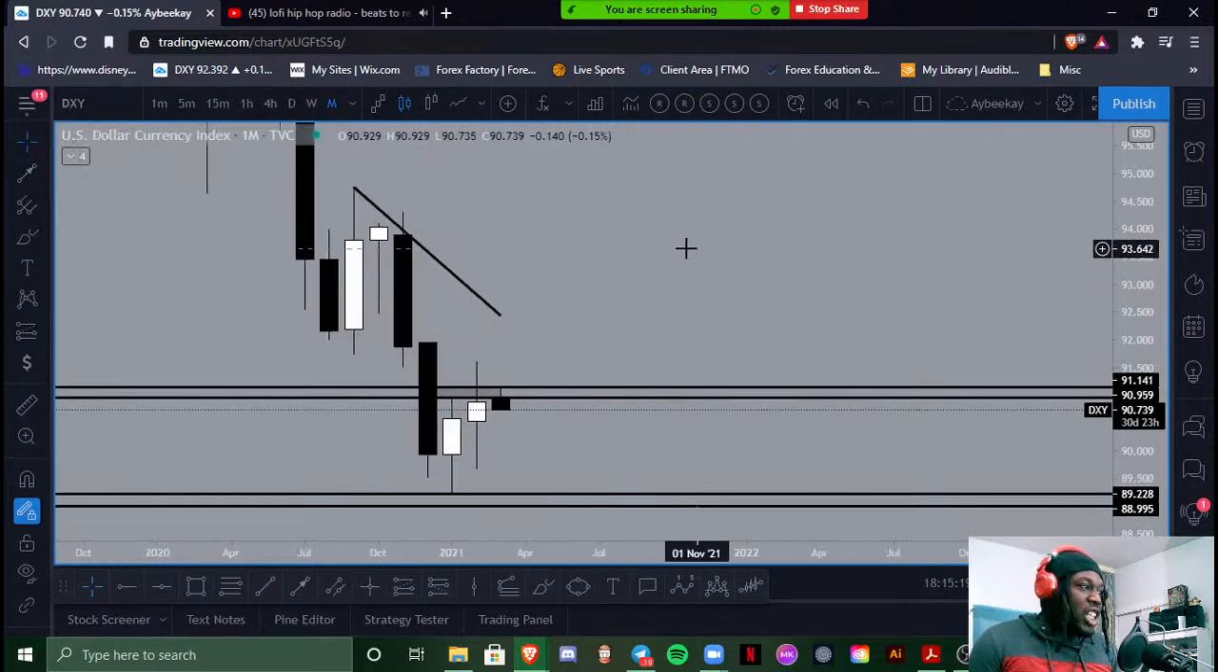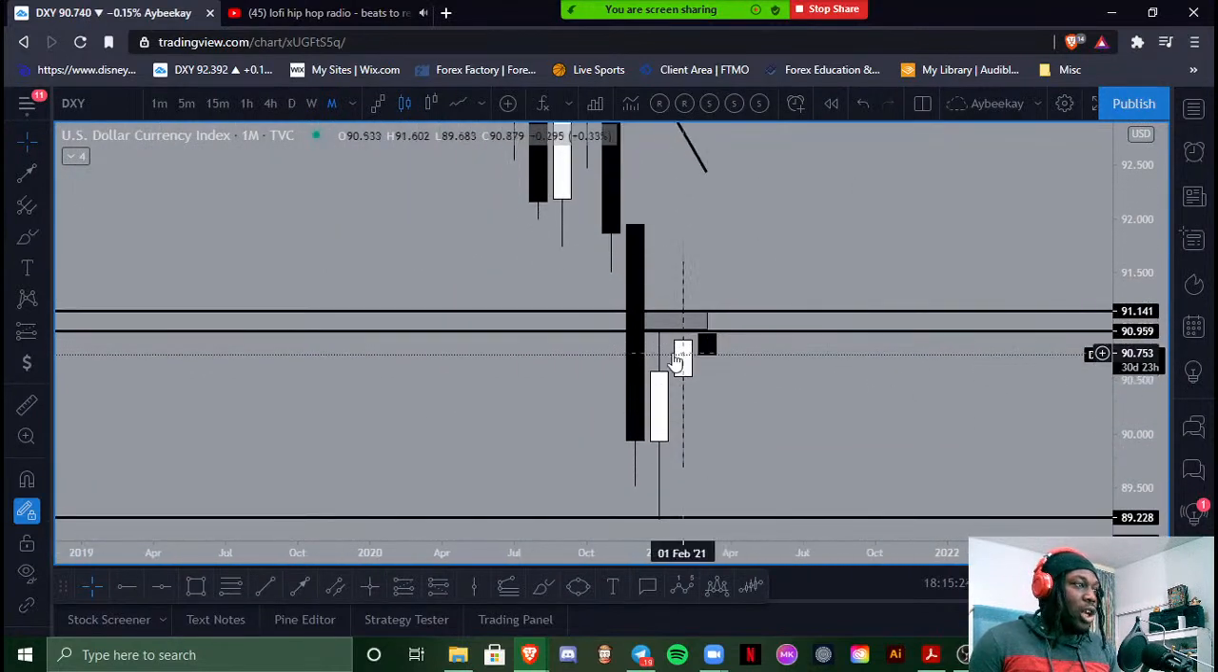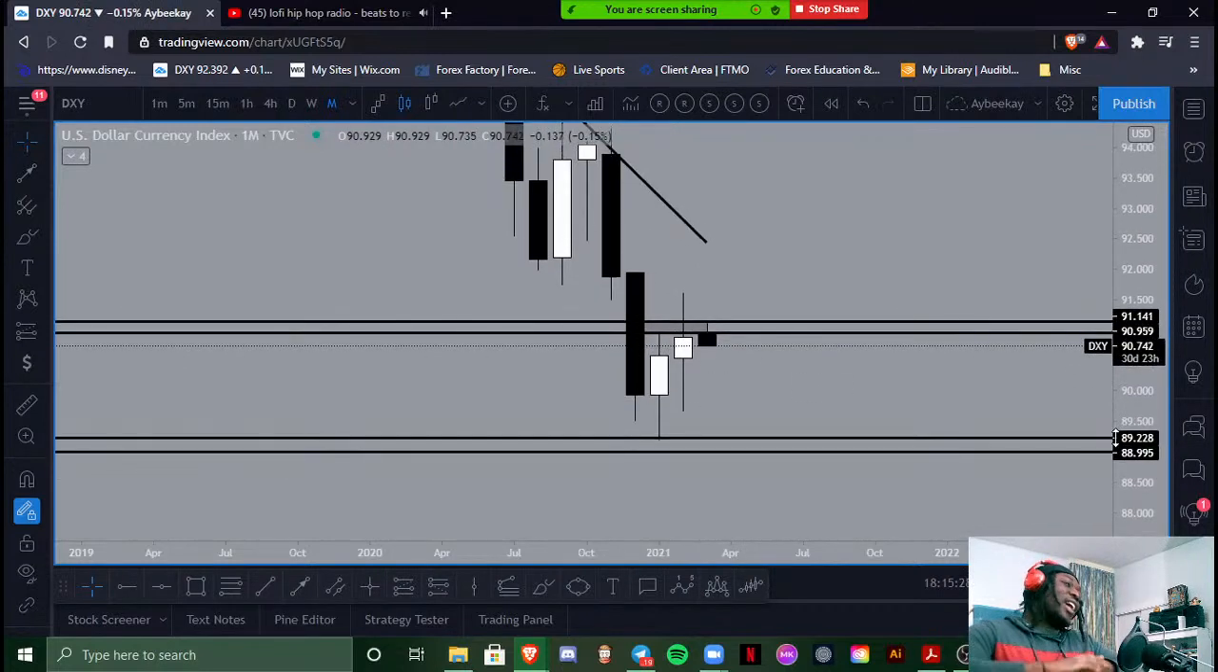So it's basically a new monthly candle. Actually, not basically, it is a new monthly candle. And it's just a doji type looking candle. So with the DXY, I'm not saying that I'm bullish on it quite yet.